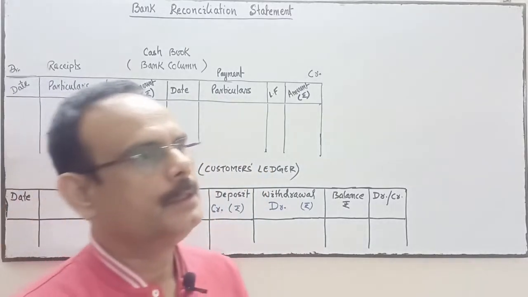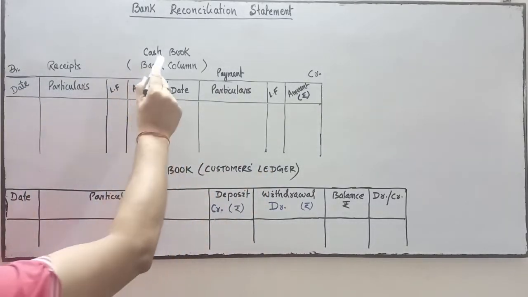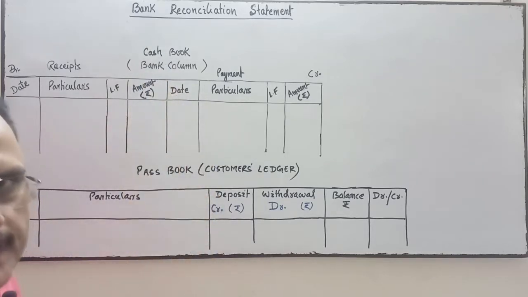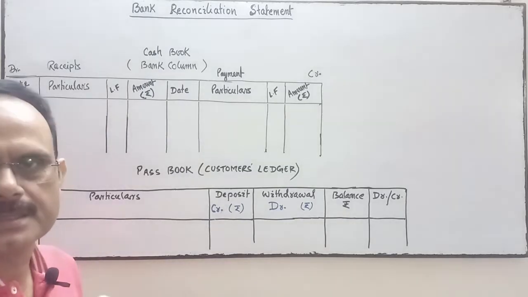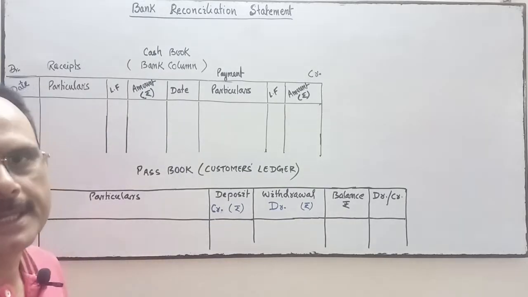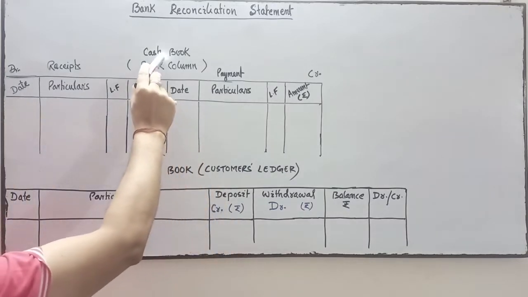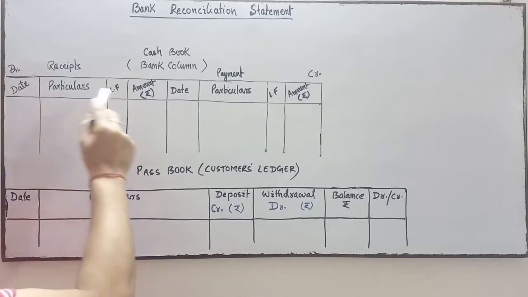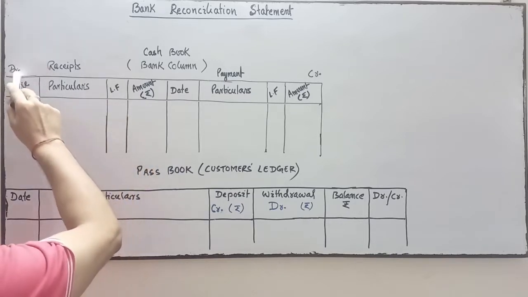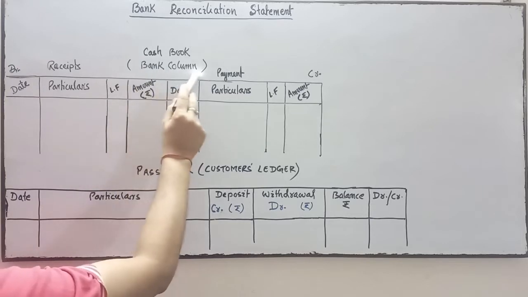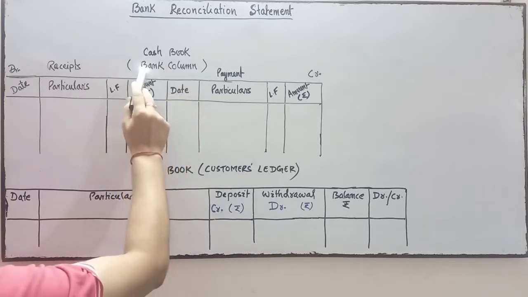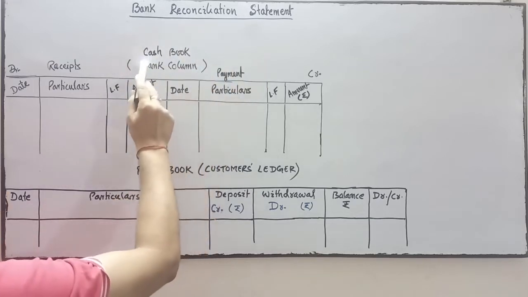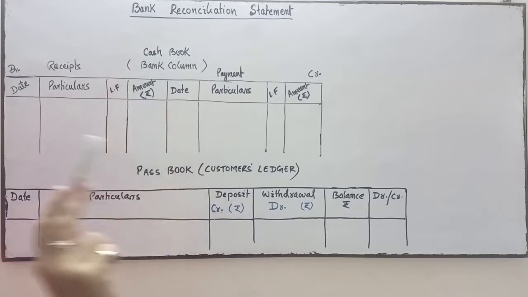Okay. Now see how we do the entry in the cash book and passbook. The cash book is operated by our accountant, means the accountant of the business, the company. The cash book is operated by us. In the debit side, we write the receipts, means we write the deposits. When we deposit the money, we write in the debit side. I am talking only about the bank column. In the bank reconciliation statement, our focus is on bank only.